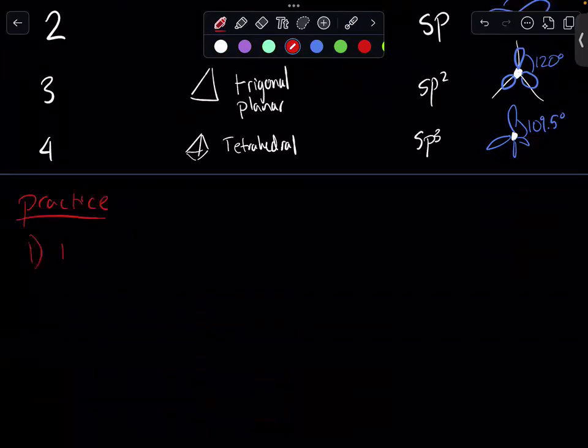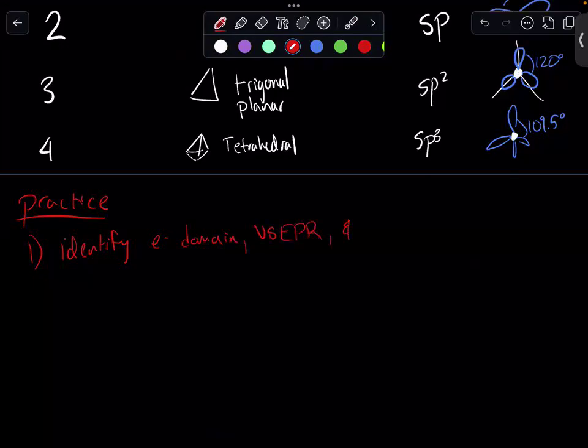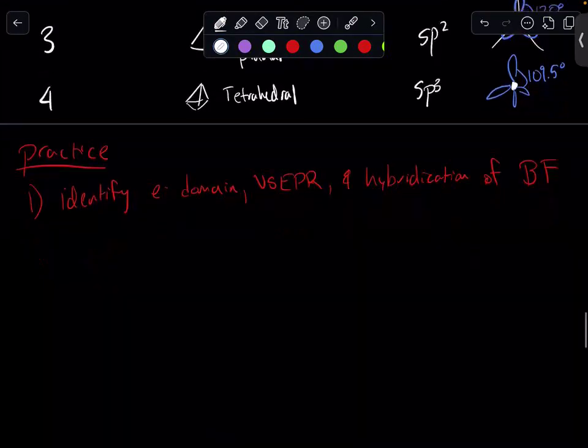Problem 1, identify E domain, VSEPR, and hybridization of boron trifluoride. So what you're going to need to do is draw this. So take a moment, pause the video, draw it, and then try and answer these questions. So when I go to draw boron trifluoride, granted, I have this one memorized because we've done it so many times, but we can do the valence electron thing. So we do step 1 of drawing.